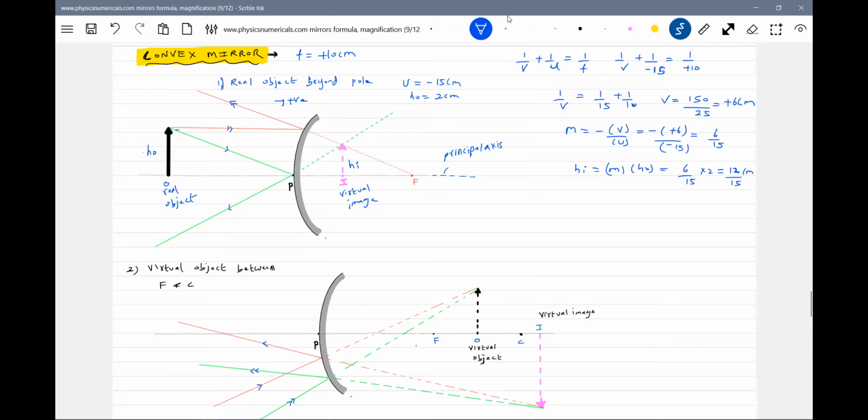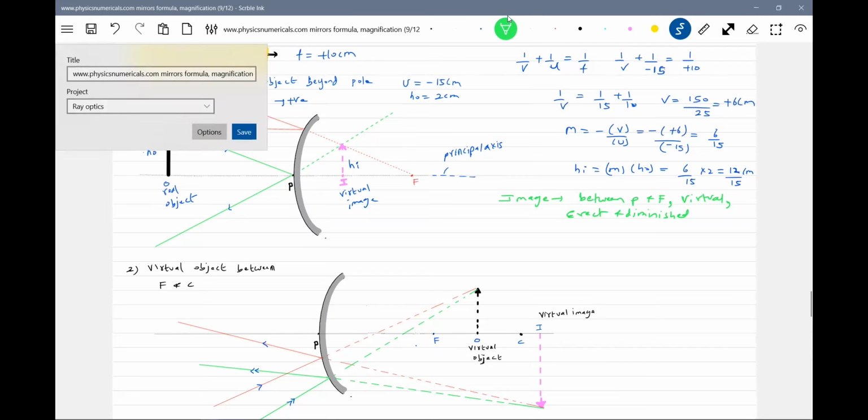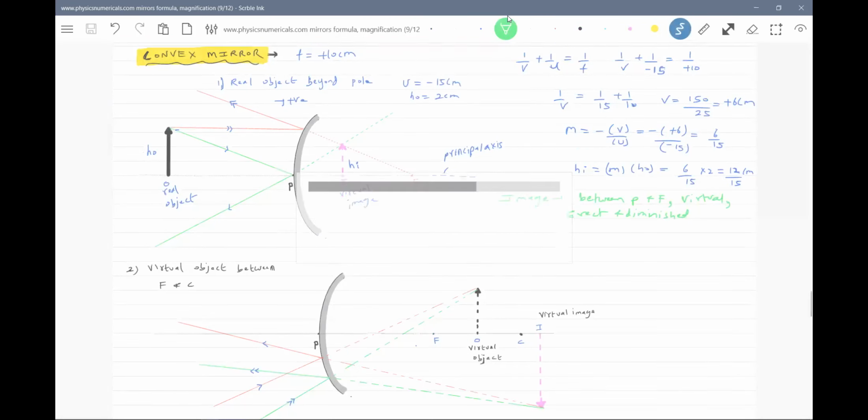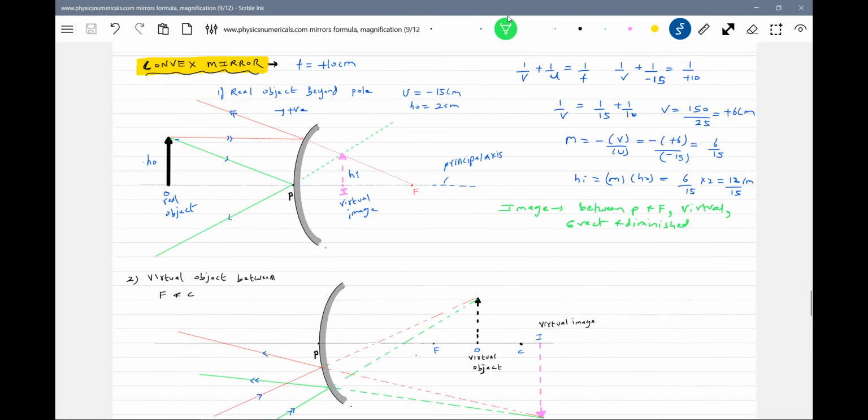So therefore, what is the conclusion? For a real object beyond the pole, whatever the position, the image will be between pole and focus, virtual, erect, and diminished. Okay, fine. So this is the first condition.